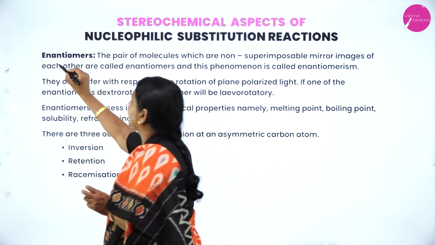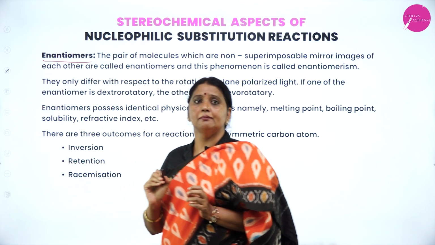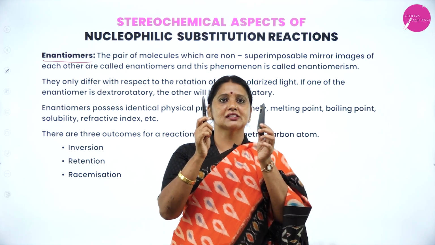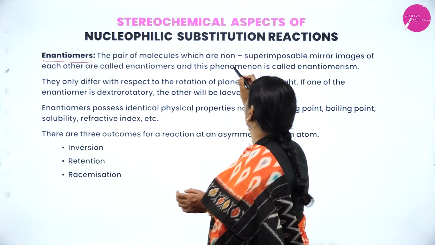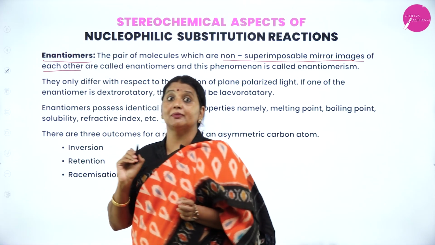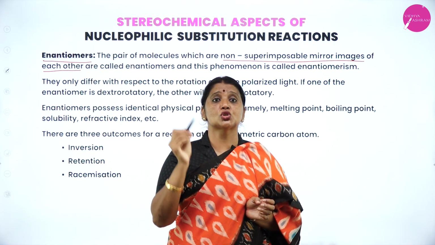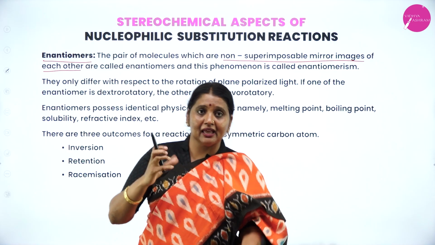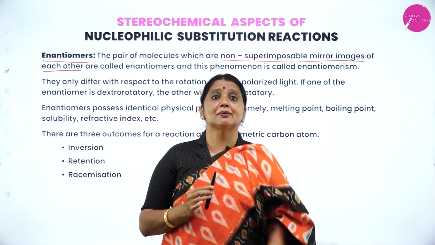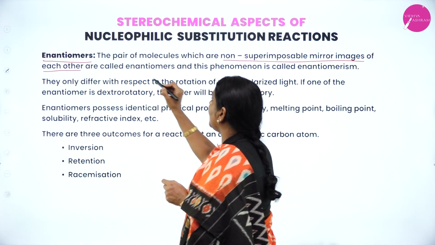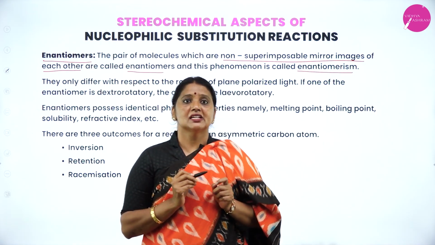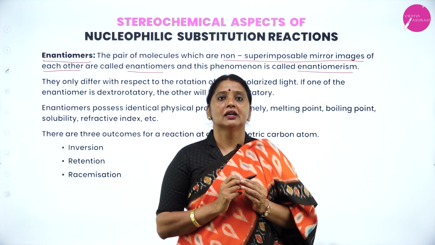Now, next topic, enantiomers. What are enantiomers? Enantiomers are a pair of molecules which are non-superimposable mirror images of each other. When I consider a pair of molecules, these are non-superimposable mirror images to each other. They are called enantiomers, and the phenomenon is called enantiomerism. It's a very important question for 1 mark in your board exam.